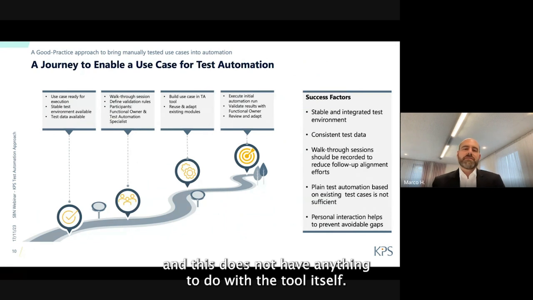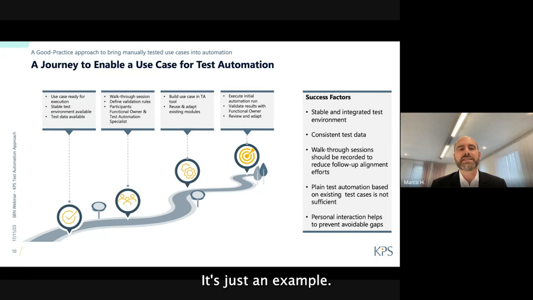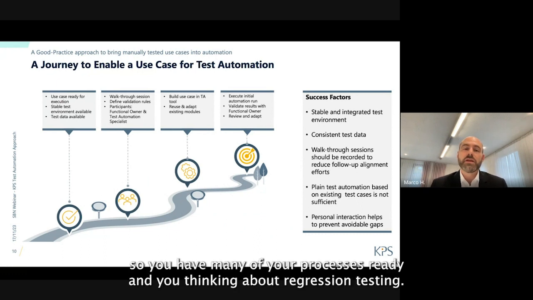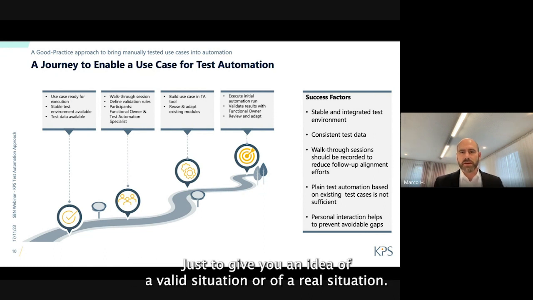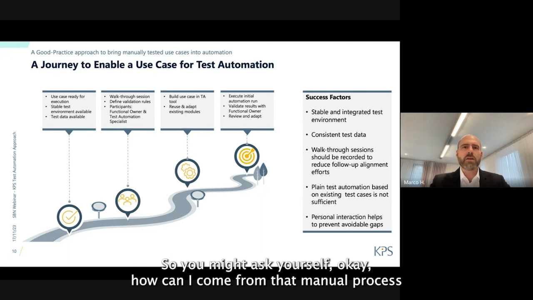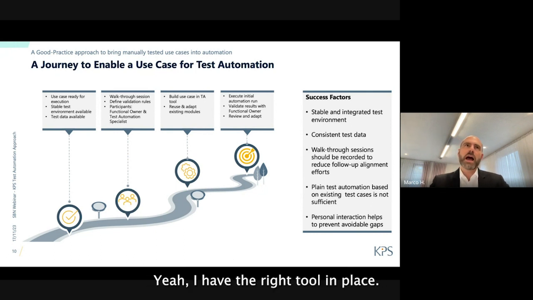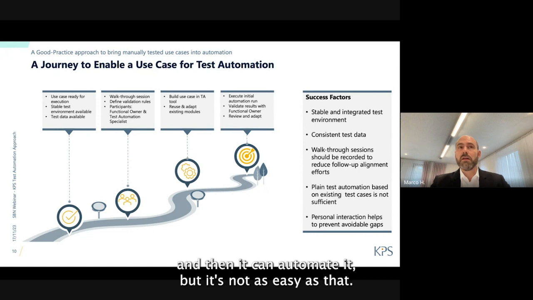And this does not have anything to do with the tool itself. It's just another principle, just an example. Imagine you are very mature in manual testing. You have many of your processes ready, and you're thinking about regression testing, just to give you an idea of a real situation. You might ask yourself, okay, how can I come from that manual process, which is manually tested, to an automated test? The answer might be quite simple: I have the right tool in place, so I just have to record it, and then I can automate it. But it's not as easy as that.